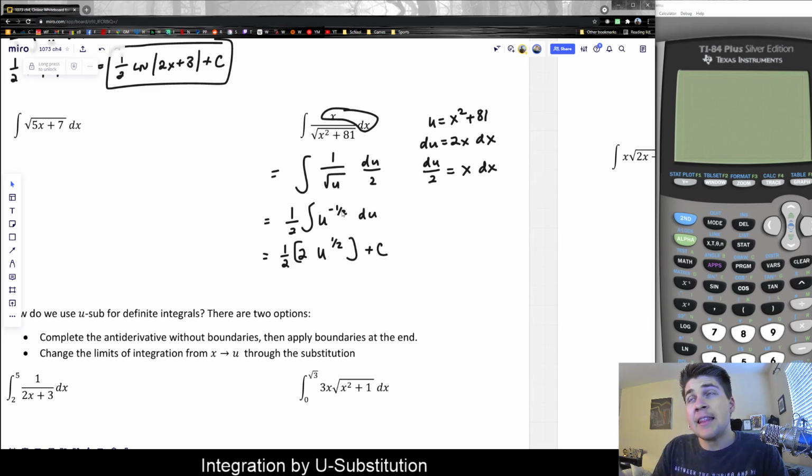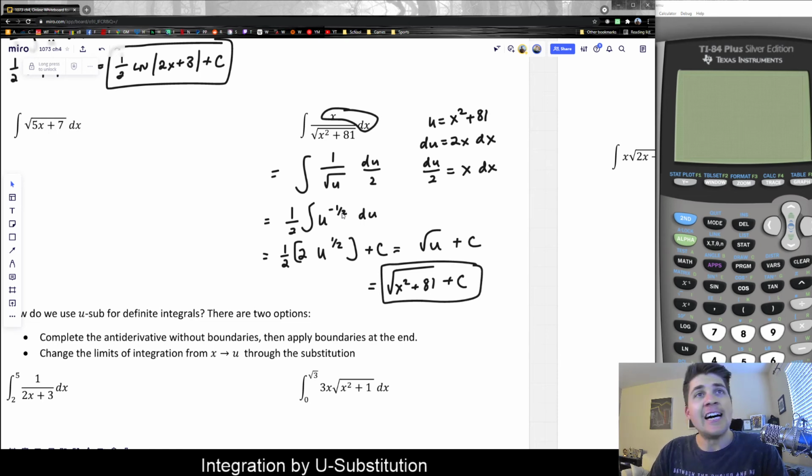And at the end of the day, this 2 and 1/2 will cancel, so we can often simplify our answer, and u to the 1/2 is just equal to the square root of u. So actually the answer ends up being quite simple here. I get the square root of u plus c. And then I could, as always, plug back in what u is in this example into my answer after anti-differentiating.